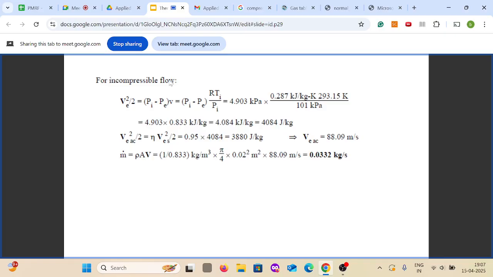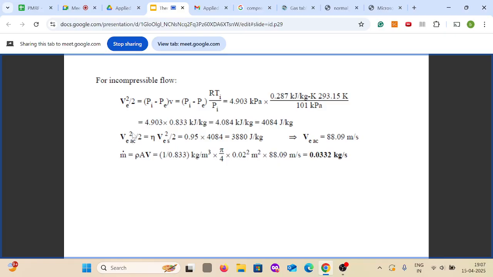So for incompressible flow, V square by 2 gives you Pi minus Pe into specific volume. It comes out to be Pi minus Pe into RT by P. So this is from the Bernoulli expression. So we get Pi minus Pe is 4.903 into R is 0.287 into temperature is 293.15 divided by 101 kilopascal. So this comes out to be 4084 joules per kg.